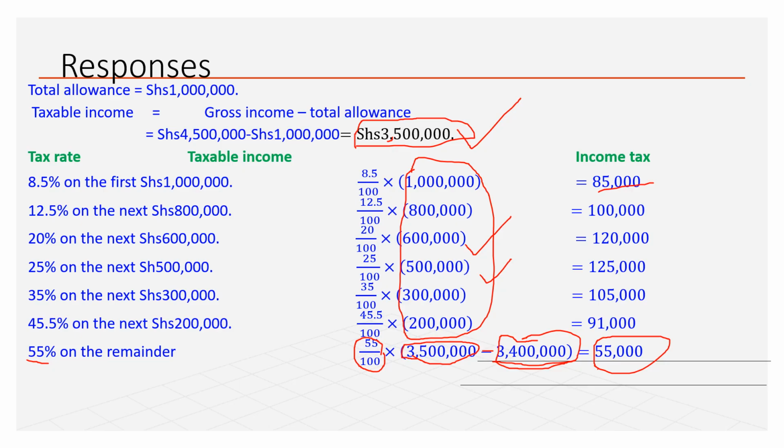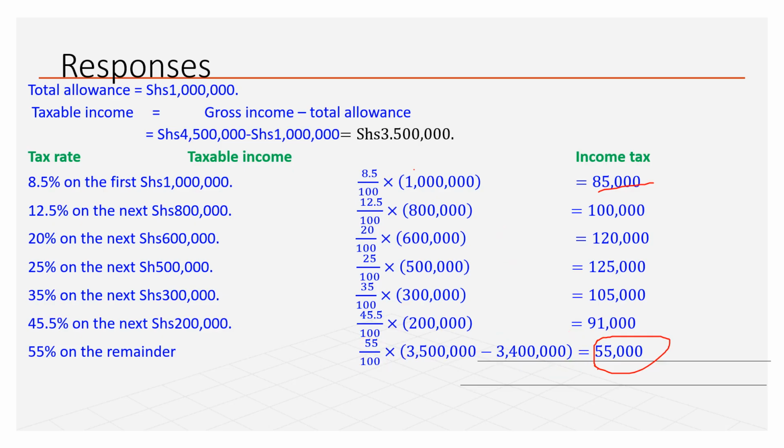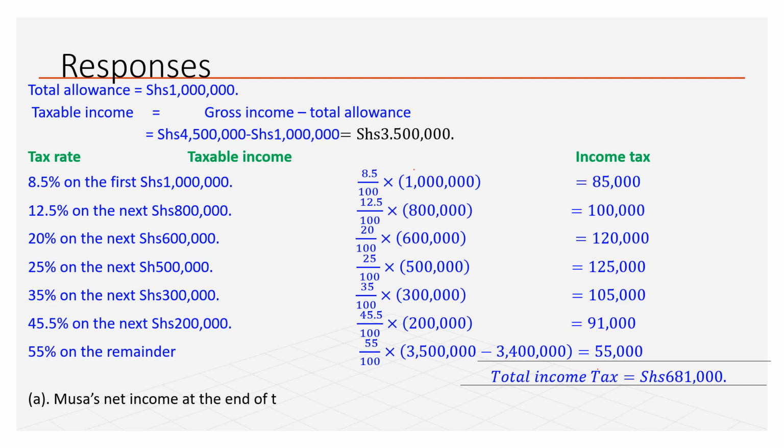So we need to take note of that. From the taxable income, some money will be subjected to tax, and as you get into the process, you'll be having a remainder, and that remainder should also be subjected to a tax. So you need to take the difference. So the total income tax here will be 681,000 shillings, 681,000.